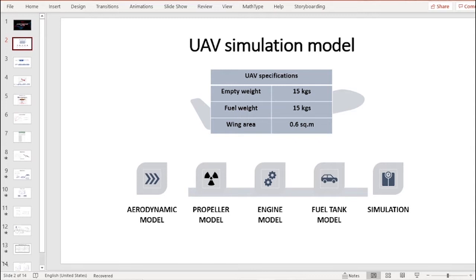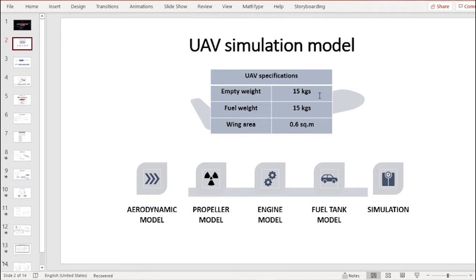You have the aerodynamic model, and you also have the propeller model, which generates the thrust for a given UAV, and then this propeller is connected to an engine. The engine in this case study is a two-stroke IC engine, and we will be using a specific fuel consumption map to map out the fuel burn over different flight conditions. And then we also look at how we can model the fuel burn based on a given fuel weight.